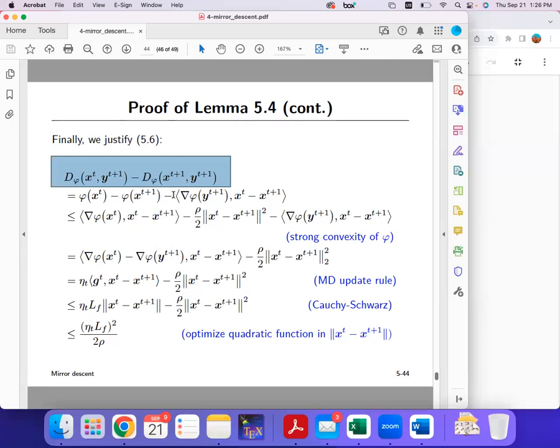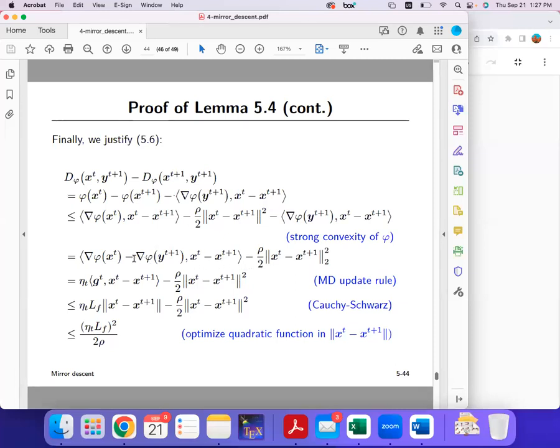And then I will keep this inner product term. This term is copied here, it is the same, right? The first term is a difference of function values. So I will control this difference by strong convexity of phi. So it is rho strongly convex, so this inequality will hold. And then I rearrange these terms, put them together, and I will get this one.